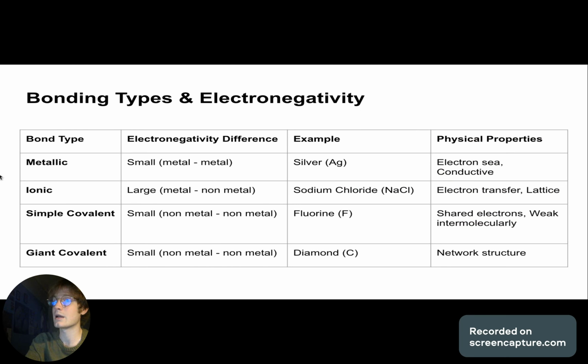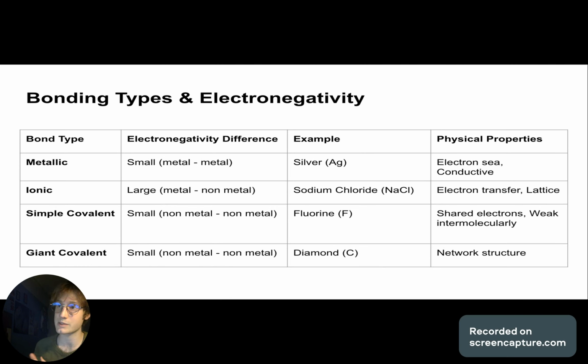So let's look at the four main bonding types, starting with metallic bonding. Metallic bonding happens between metal atoms like silver and barium, our samples. These atoms have low electronegativity, meaning they don't hold on to their electrons very tightly.